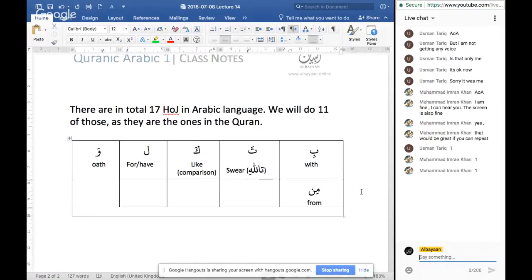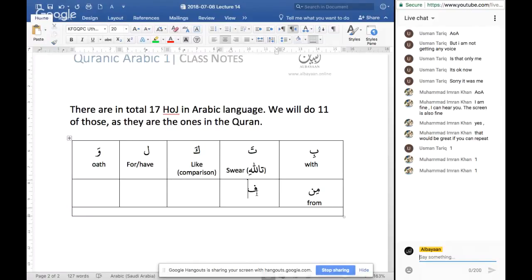You know this, right? "Wa min sharri an-naffathati fil uqad." Min sharri. Why is sharri jar? Because there is a min before it, and min is jar. It makes sharri majroor. Sharri is an ism that is made jar because there is a min before it, right? That's the min. From the evil.